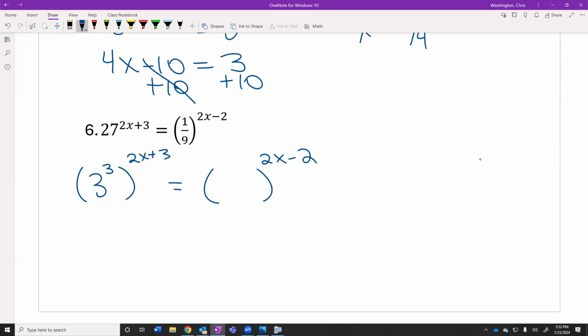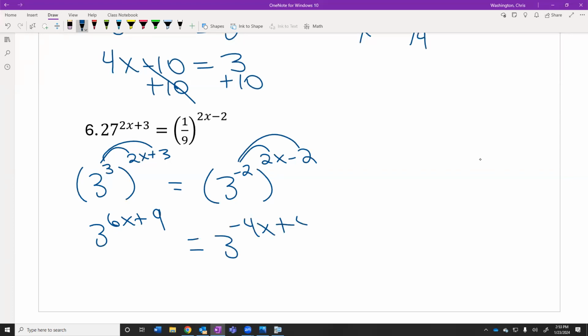We need to change 1 over 9 to have a base of 3. 9 is 3 to the second power. So 3 to the negative second power would make it 1 over 9. We're going to do some distributing. We're going to distribute on both sides, and then we can solve an equation. 3 times 2x is 6x. 3 times 3 is 9. Negative 2 times 2 is negative 4. And negative 2 times negative 2 is positive 4.